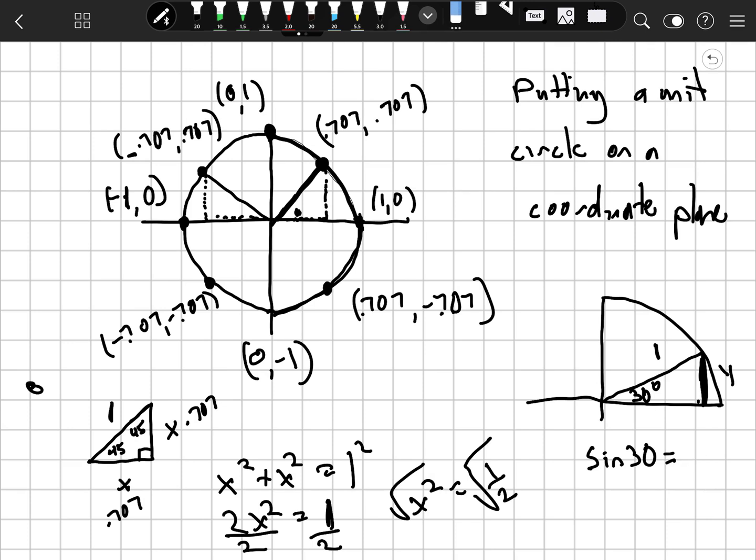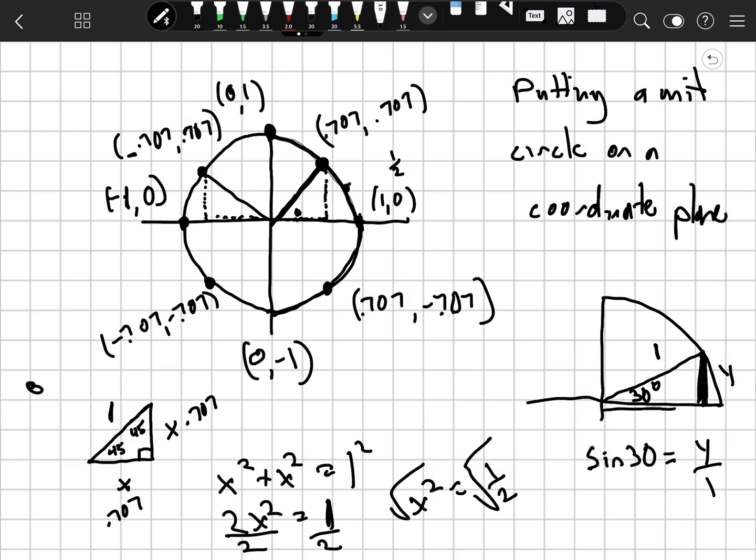So sine of 30 degrees equals y over 1. And when you put sine of 30 in your calculator, it's just a ratio of this leg compared to that leg. Sine of 30 is going to be 1/2. This leg's half as large as that hypotenuse there. And so you could put 1/2 right here for y.